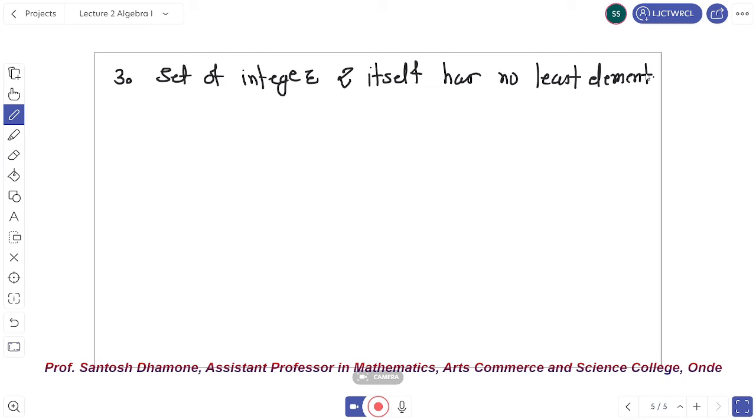Since S is a subset of N, by the well-ordering principle we have an integer L belonging to S such that L is less than or equal to x for all x in S. Okay.